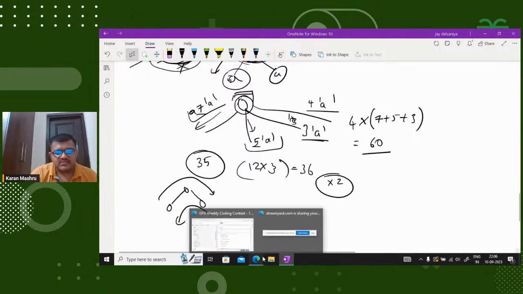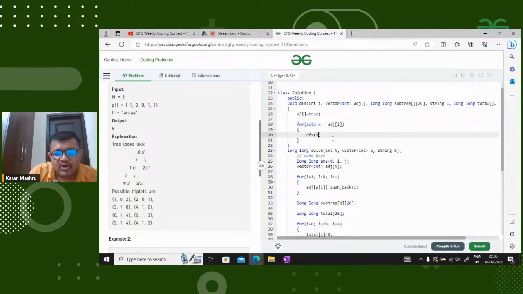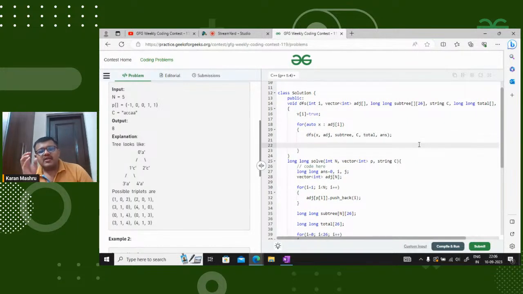So what I can do is, after I have made a DFS on a branch, I'll have the total count. So for auto X in the adjacency list of I, call a DFS on X, pass the adjacency list, pass the subtree 2D array, pass the string C, and pass the total value. And what's the last? Pass the answer. So now I have calculated the count of each character in the branch which starts from X, right?